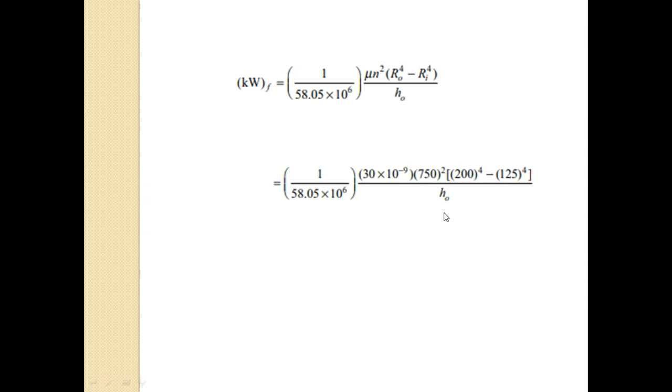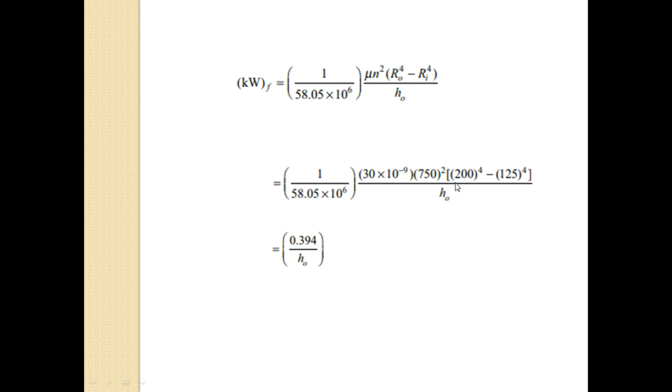So here we got Kw of F. After solving this term, that means this whole term multiplied by this numerator side, H naught taken as it is at the denominator. After calculating this term, we got Kw of F is equal to 0.394 divided by H naught.